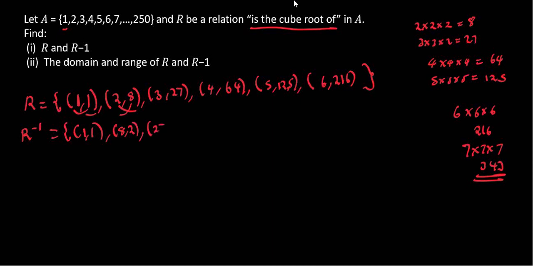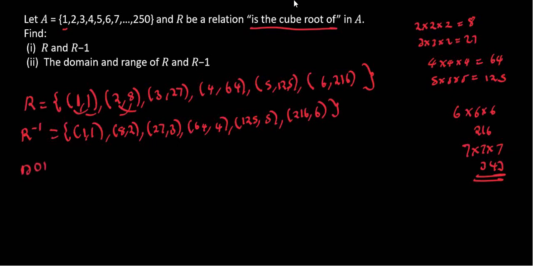Then what else? It will be 27 comma 3. Then 64 comma 4. Then what? 125 comma 5. Then 216 comma 6. Just like that. Then what's the domain of the range?